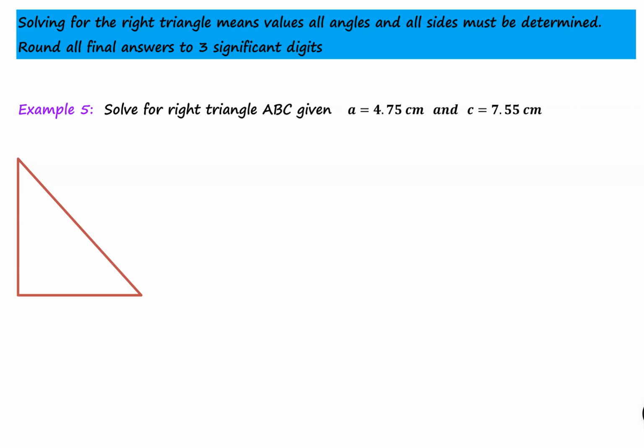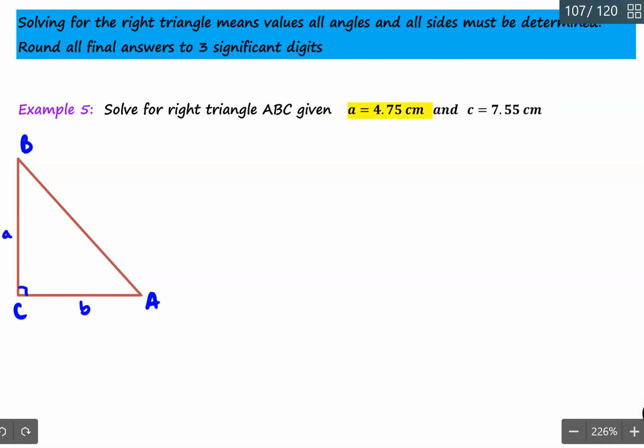Hello everyone. In this video, we will continue to solve for right triangle ABC, and then we will work with applications of trigonometry. So given this triangle here, I will label it as A, B, C. Again, C is a 90-degree angle, and opposite to that is the hypotenuse, and opposite to A is a small letter a, opposite to B is a small letter b.